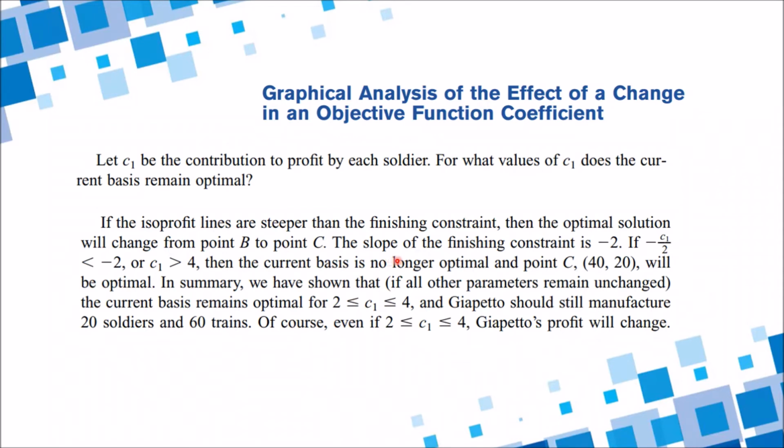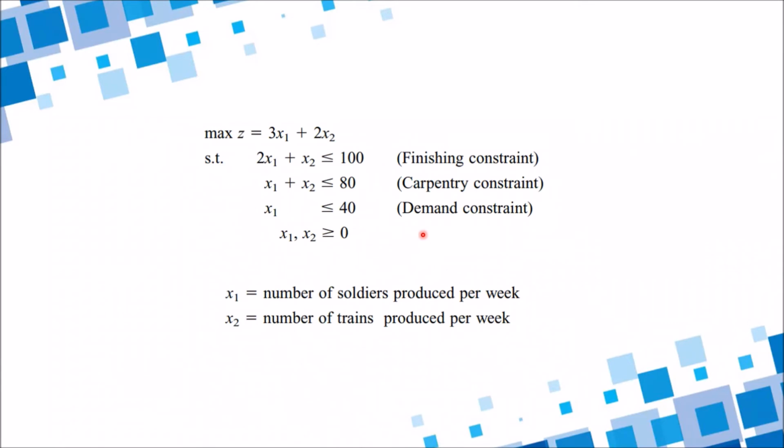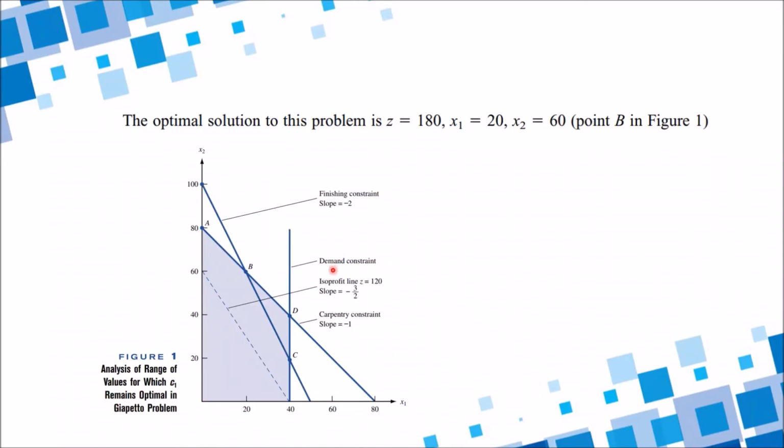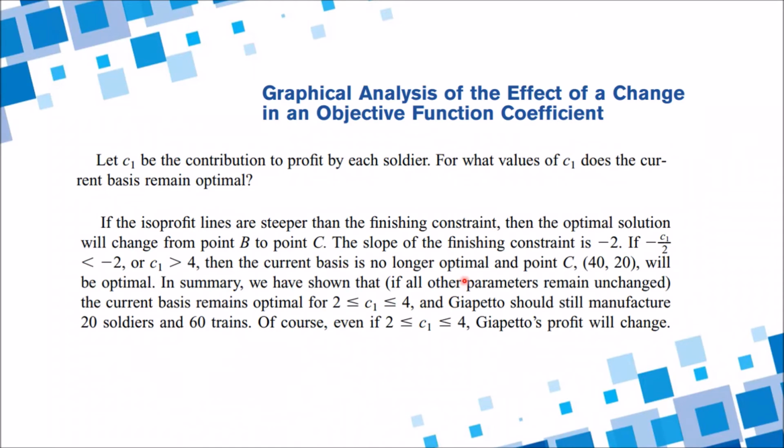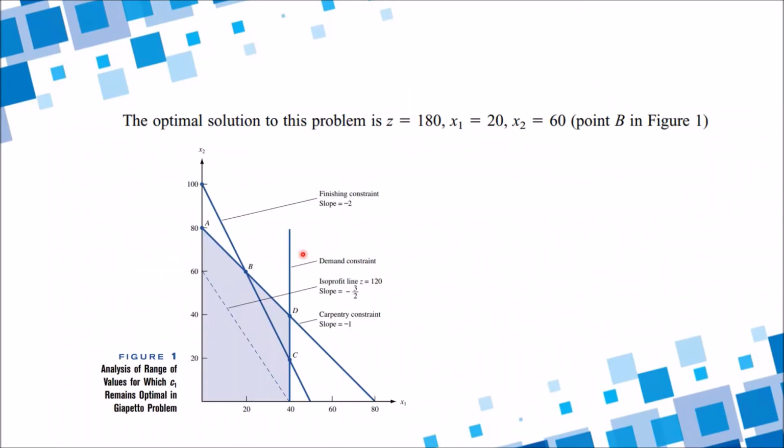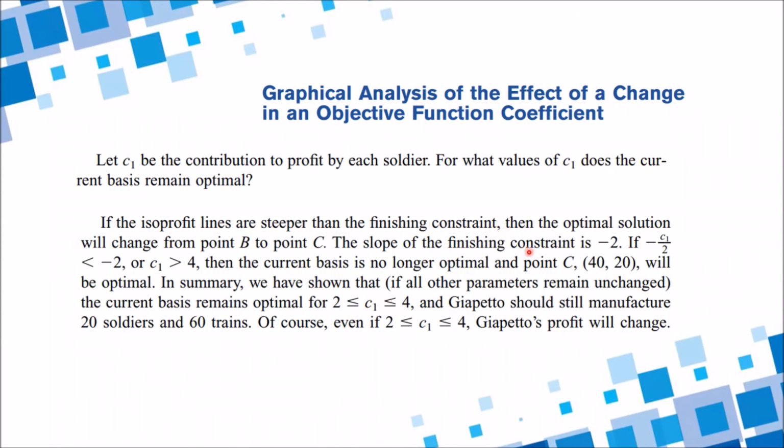If the isoprofit line is steeper than the finishing constraint, remember this is the finishing constraint and this is the isoprofit line, then the optimal solution will change from point B to point C. The finishing constraint slope is -2. So if -c1 over 2 is less than -2, or the value of c1 is larger than 4, then the current basis is no longer optimal, and point C, which is 40 and 20, will be the optimal solution. That's to keep in mind.